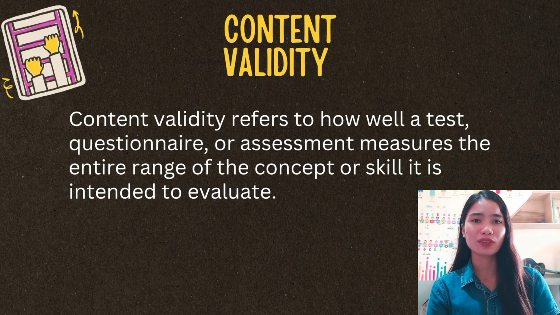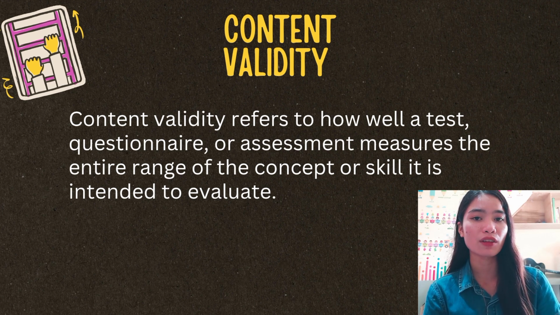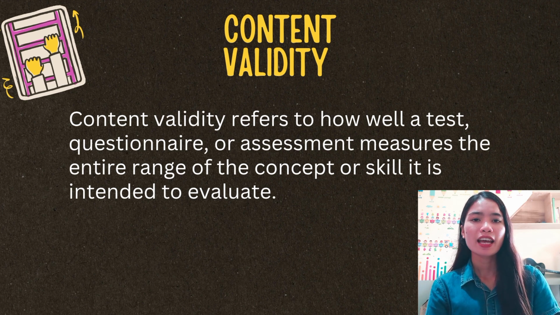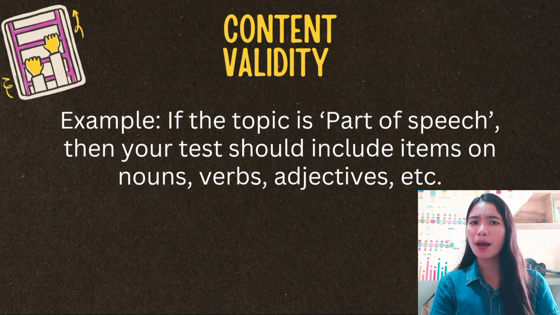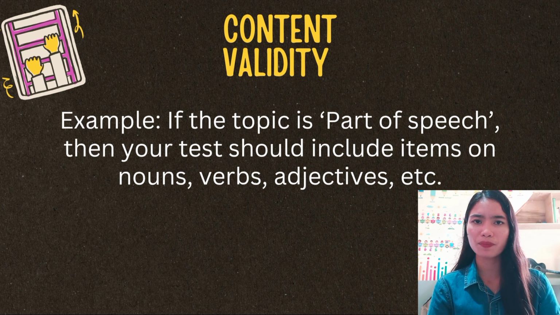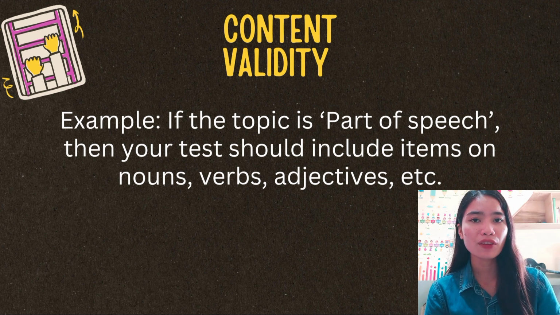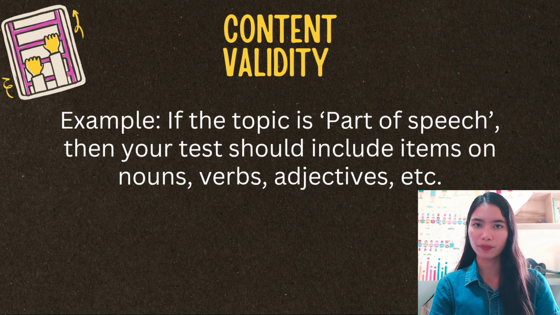First is the content validity. It refers to how well a test or questionnaire or assessment measures the entire range of the concept or skill it is intended to evaluate. In simpler terms, it checks whether the test items fully represent the subject matter. For example, if the topic is parts of speech, then your test should include items on nouns, verbs, adjectives, etc. What do you think happens if the test only asks about nouns? Right, it becomes less valid because not all topics are covered.